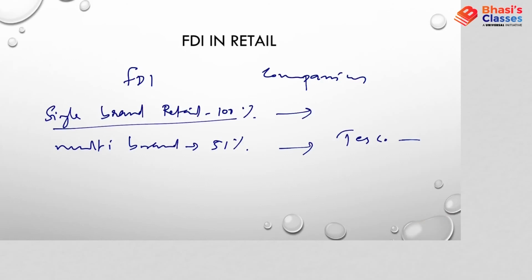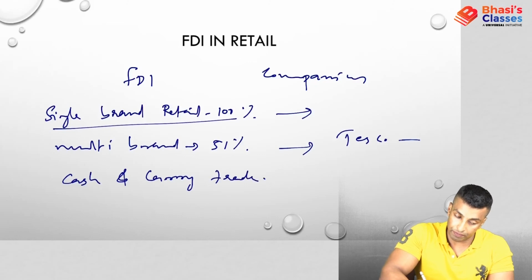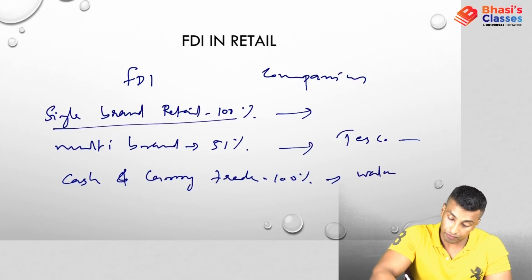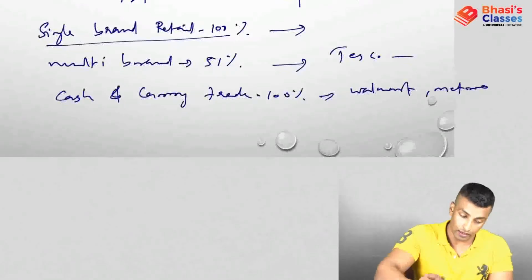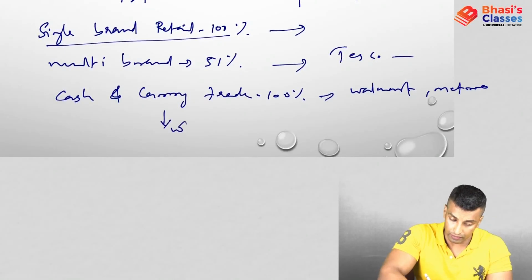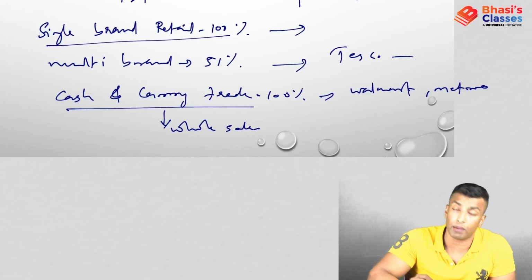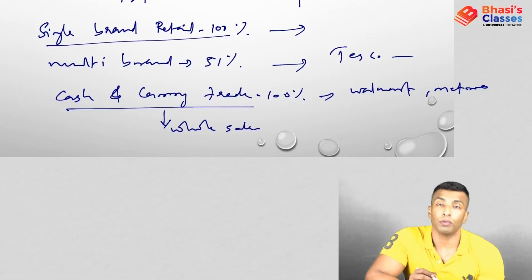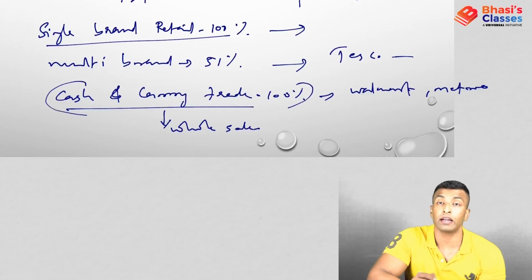Cash and carry trade, that is 100%. This Walmart, Metro, etc. So this is actually a wholesale. See, this cash and carry trade is a special type of trade where the commodities are sold to the retailers in cash. Now as an individual you cannot go and buy from here. Only a retailer can go.